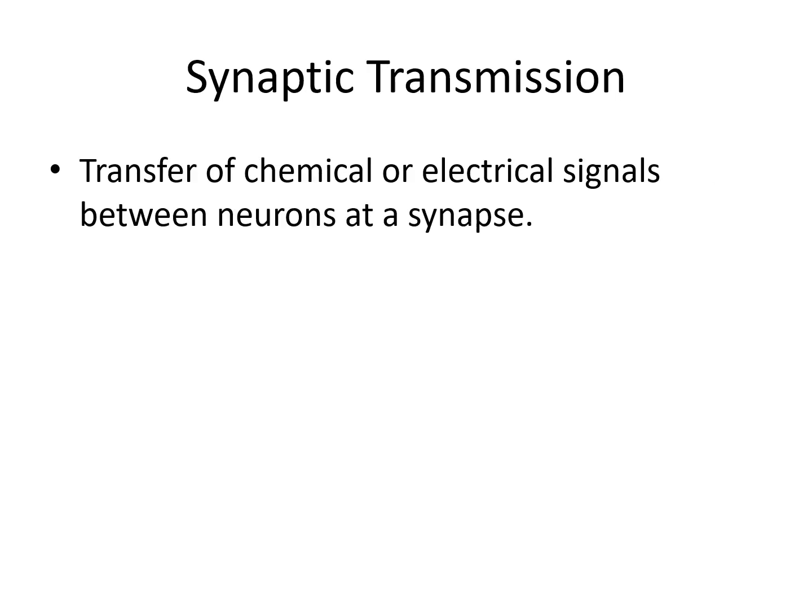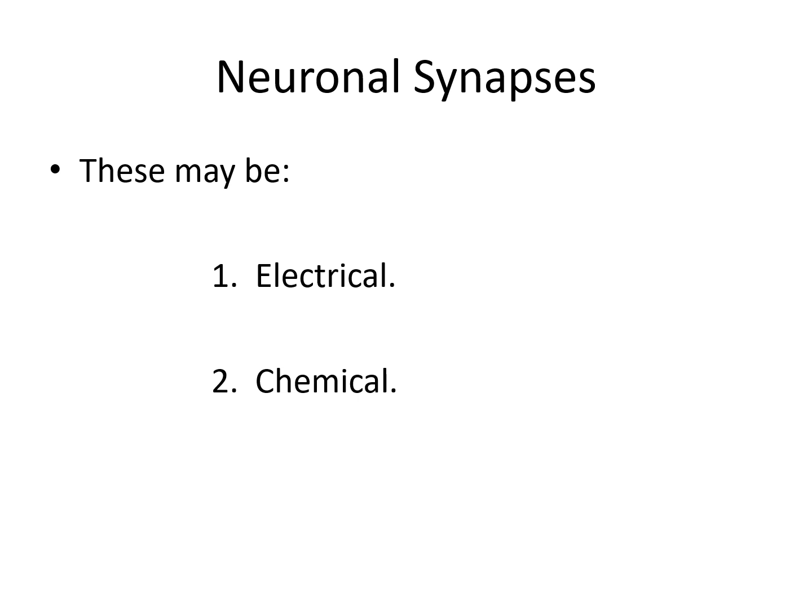Okay, so now we know what a synapse is and the different types of synapses. Let's look at how synaptic transmission occurs. Synaptic transmission is the transfer of chemical or electrical signals between neurons at a synapse. The key words here are the transfer of chemical or electrical signals. We're pretty used to thinking of chemical signals like acetylcholine, but you can also have electrical signals at a synapse. That means there are two different types of neuronal synapses. They may be electrical or they may be chemical.